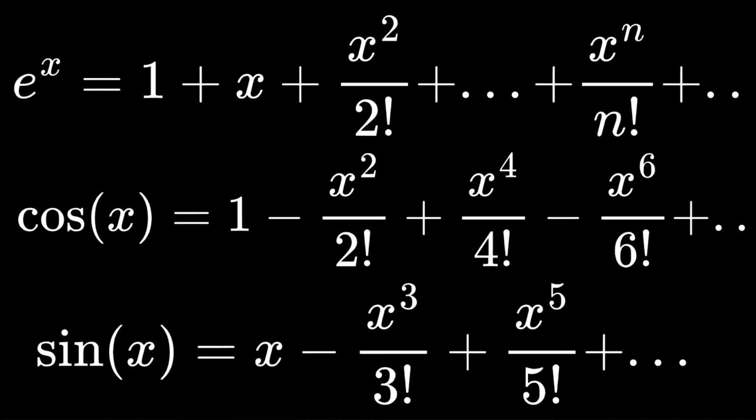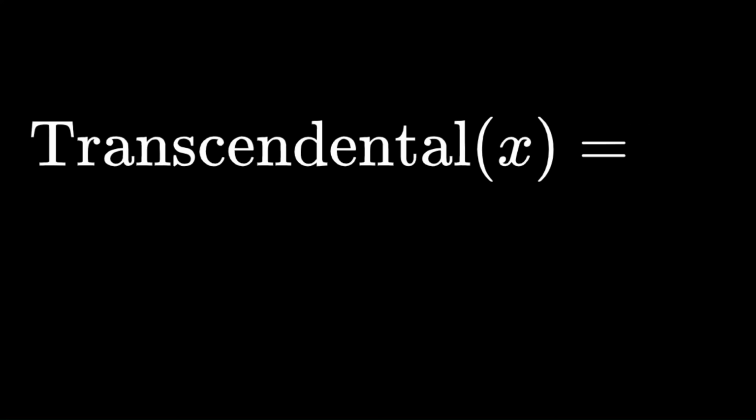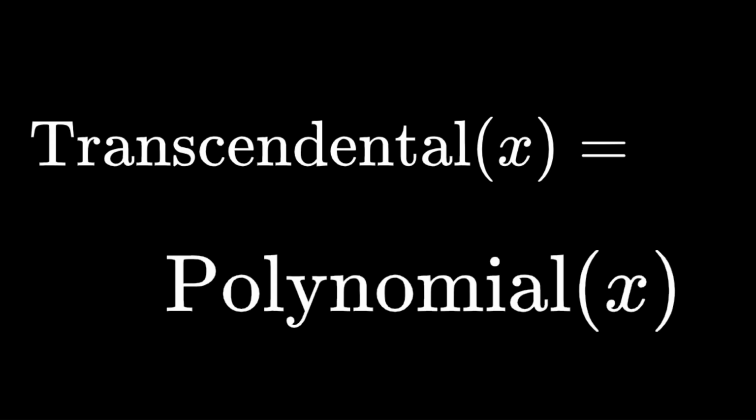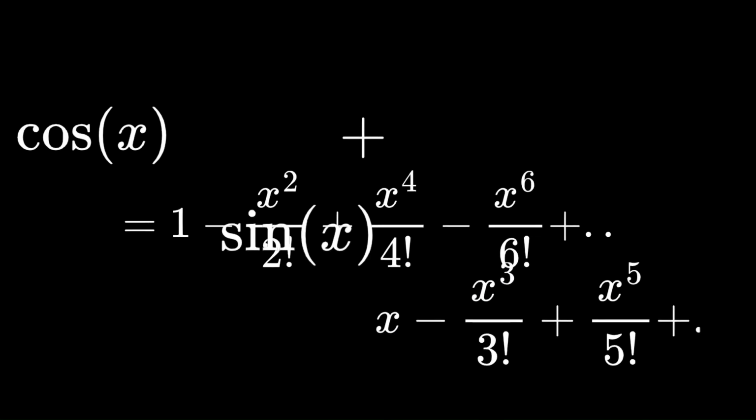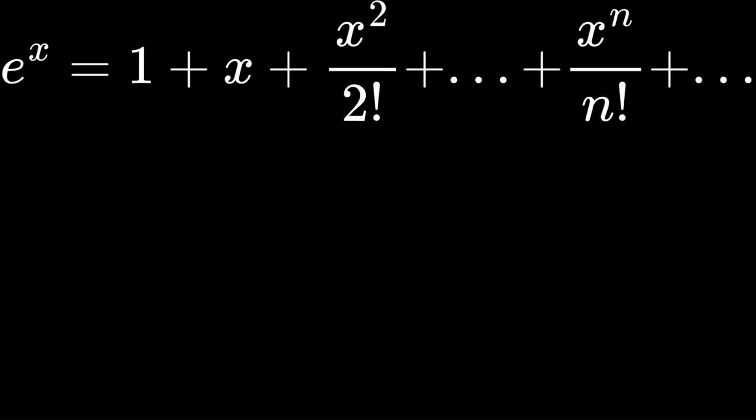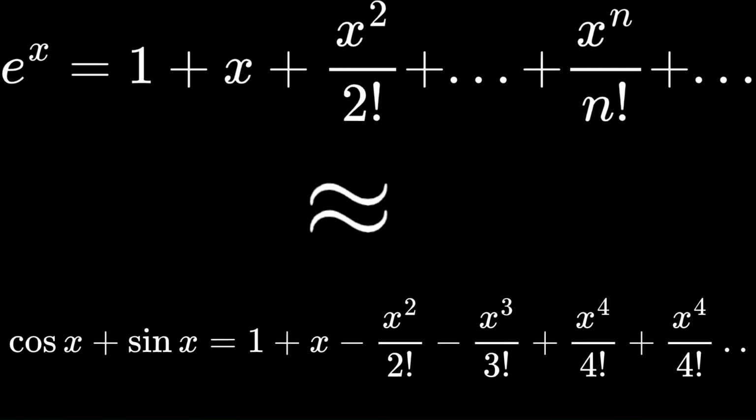Let's write them all out. If you're wondering why functions that have nothing to do with polynomials can equal polynomials, there's a nice video by 3blue1brown that I've linked in the description. Anyway, with some simple manipulation, we can see that e to the x is just barely sine x plus cosine x. The coefficients seem to have the same values, but the coefficients in e to the x are always positive.